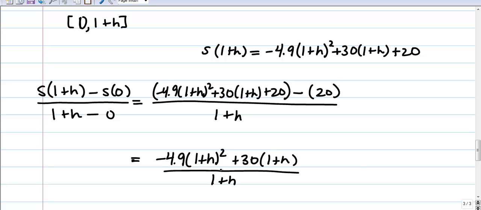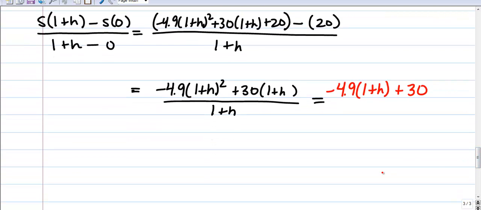When I first was working this problem, I wanted to multiply everything out and do all that stuff because that's how I usually do it. But here, I should have noticed that since the denominator didn't simplify to h, something would be a little different. And so now what's going to happen is there's a 1 plus h that I can take out of each of these three pieces. So all three of those have a 1 plus h that I can take out, which will reduce the problem and simplify the answer to negative 4.9 times 1 plus h plus 30.